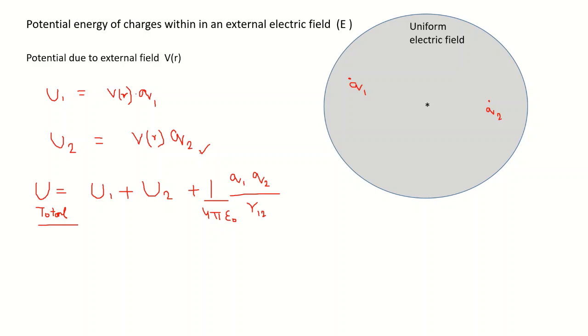Hence we obtain the total potential energy of this kind of system when we bring charge Q1 within the field and later on bring another charge Q2 within the field. So on, if we continuously increase the number of charges, Q3 or Q4, whatever it is, we have to continuously add these potential energy terms along with the combinational terms to obtain the total potential energy whenever charges are brought within any kind of external electric field.